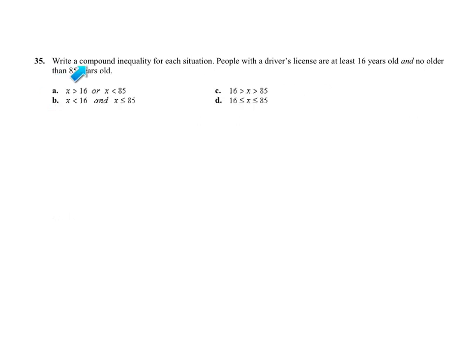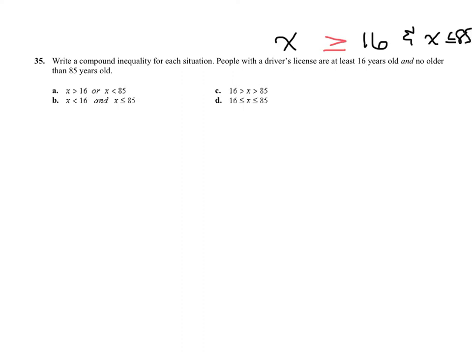Write a compound inequality for each situation. People with driver's license are at least 16 years old. We've talked about that at least before. That is our greater than or equal to. And then keep reading. And no older than 85 years. So they've got to be less than or equal to 85 years by saying no more than or no older than. All right, so let's start off with saying x has to be greater than or equal to 16 and x has to be less than or equal to 85 because it's no older than 85.